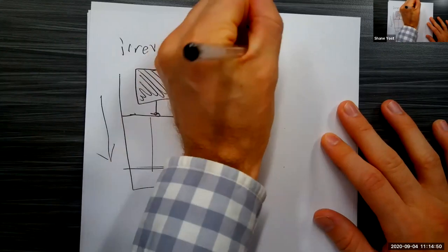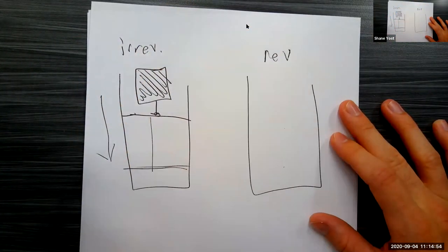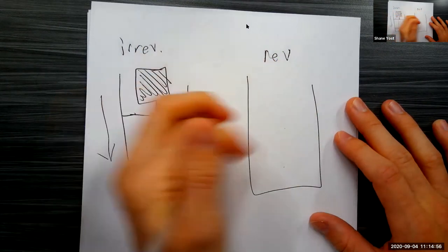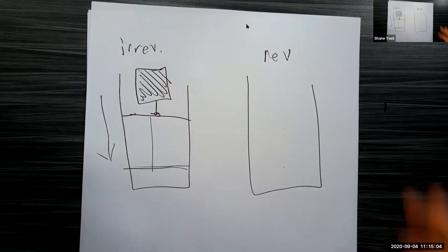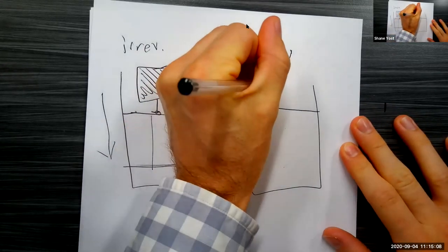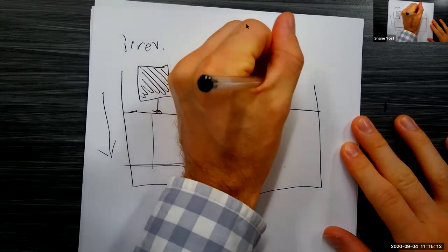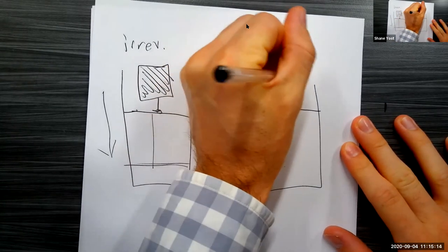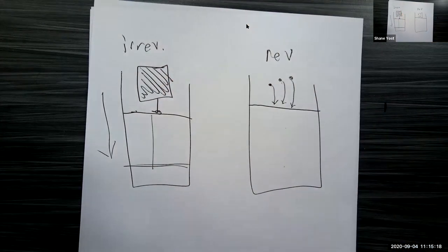But if I want to do this reversibly, I need to do it gently and slowly, so I'm not perturbing my system and the surroundings in some very harsh way. What I would do is take a grain of sand and plop it on top of that piston. Then I take another grain of sand and plop it on top. And then another grain of sand. I do one little grain of sand at a time.